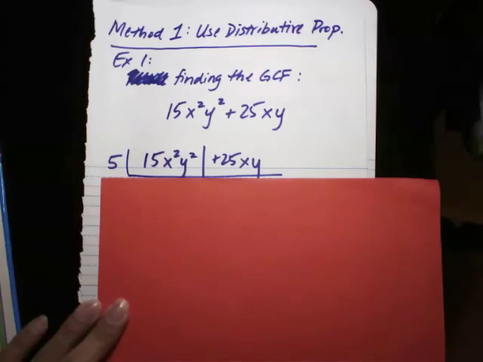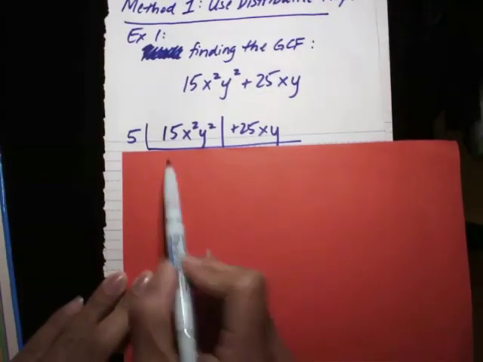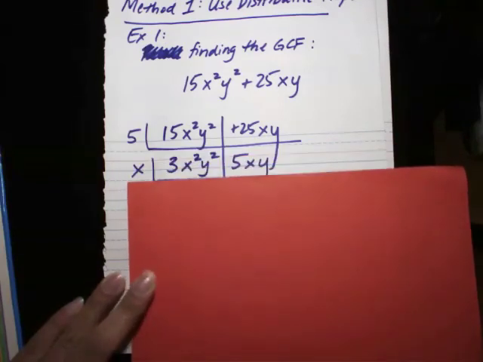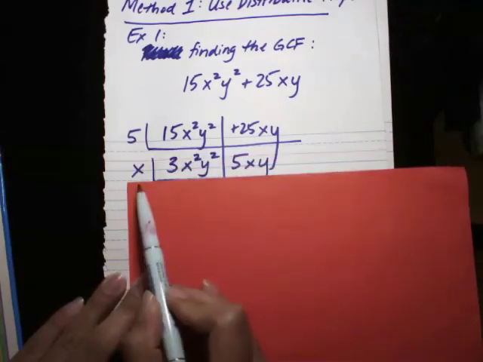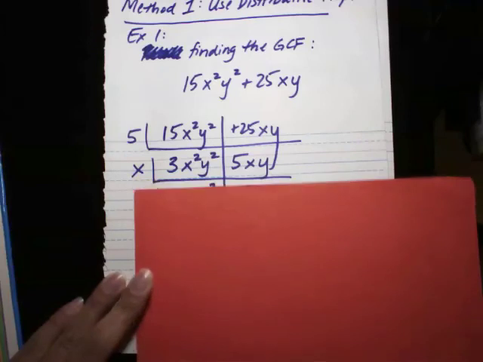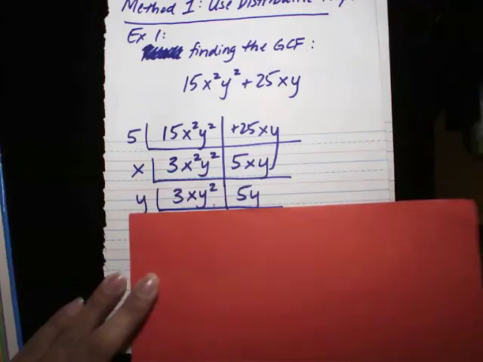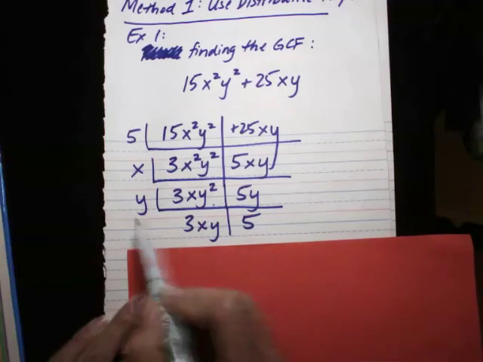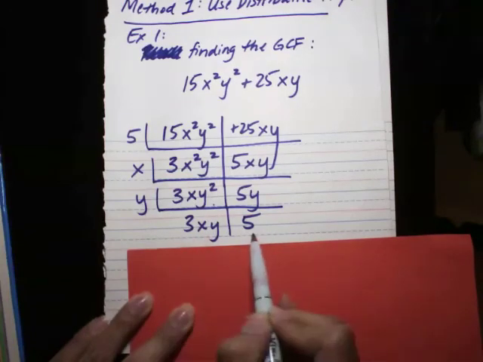Okay, so if I set this up, what I first notice is that 15 and 25 have 5 in common. It also has an x in common. It also has one y in common. Okay, and when I took out the y, I'm looking at 3x, y, and 5. There's nothing left in common, okay?